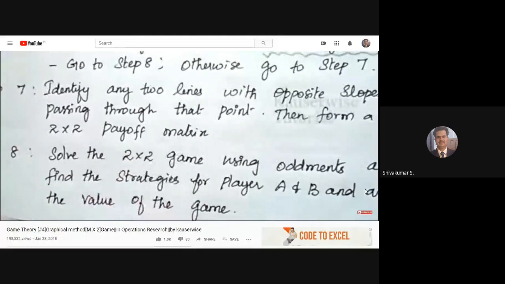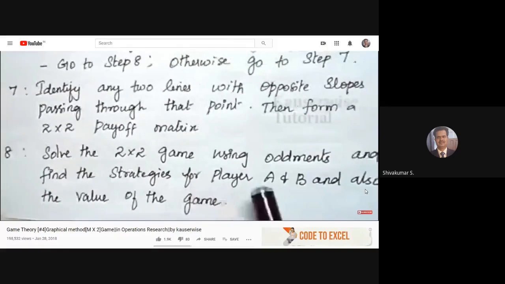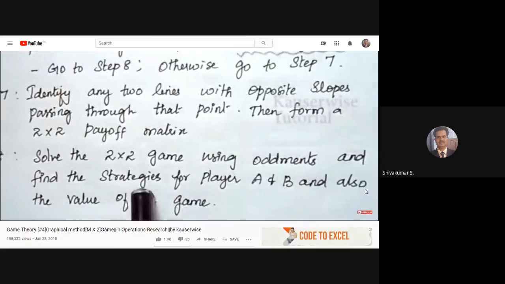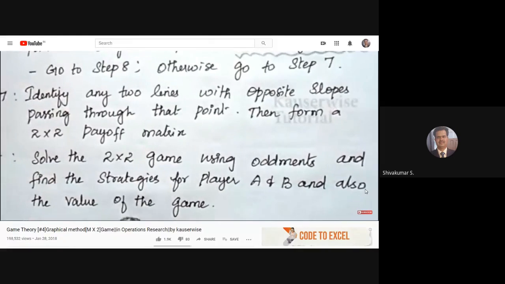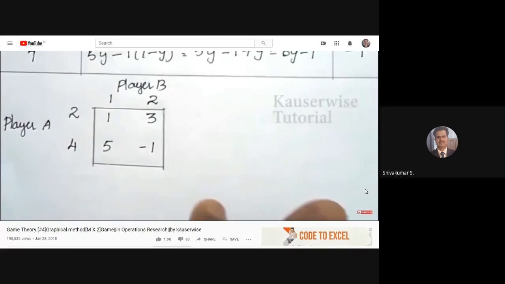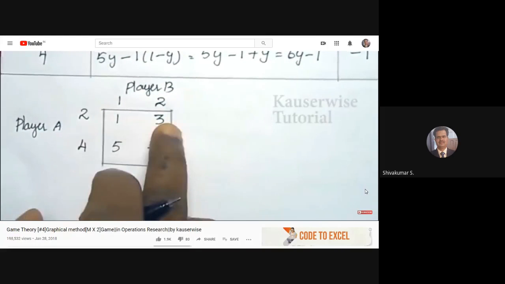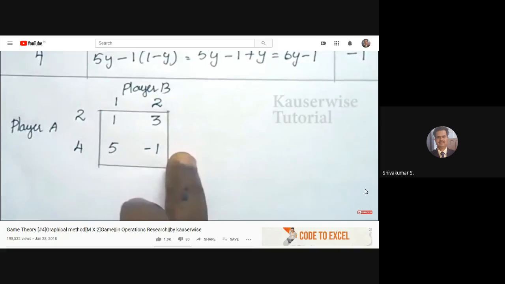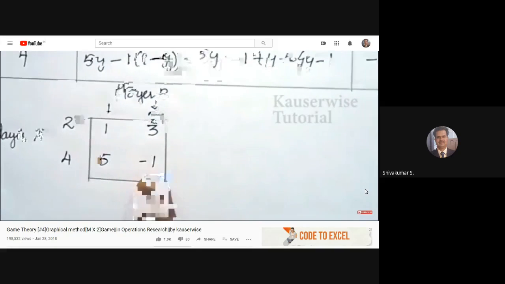Now go to the last step. Solve the 2 by 2 game using oddments and find the strategies for player A and B, and also find the value of the game. The first thing is to find the oddments. Find the difference between the first two values and enter against the second row, and find the difference between these two values and enter against the first row.